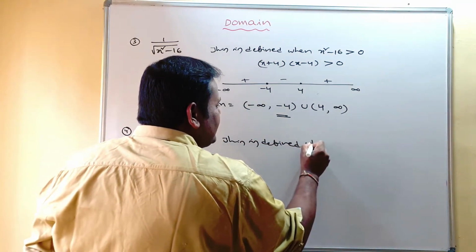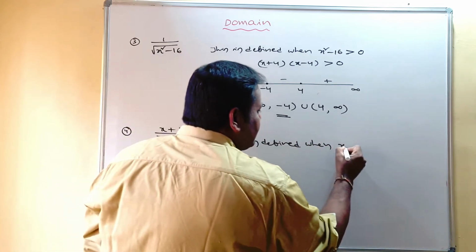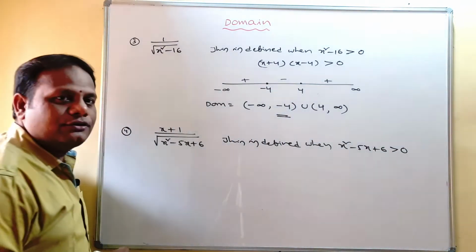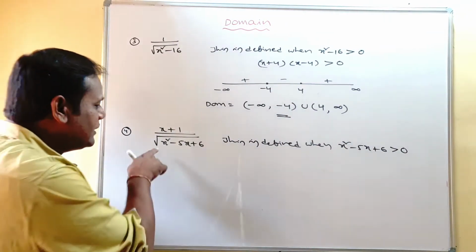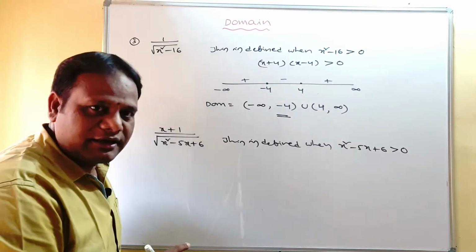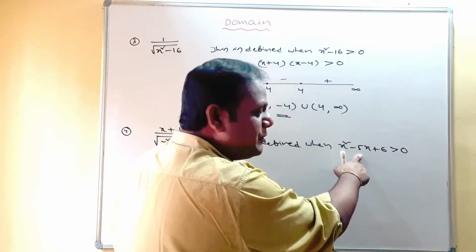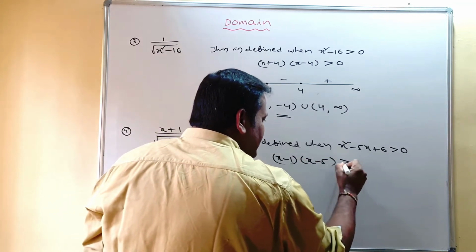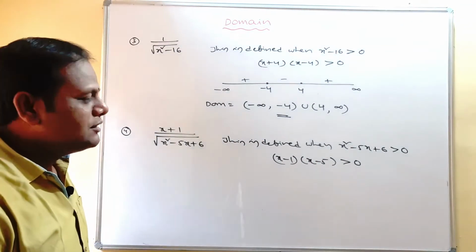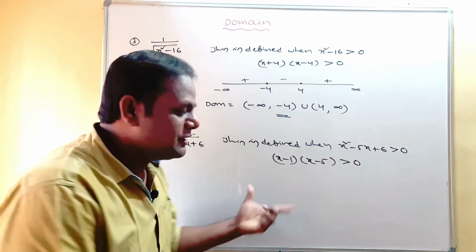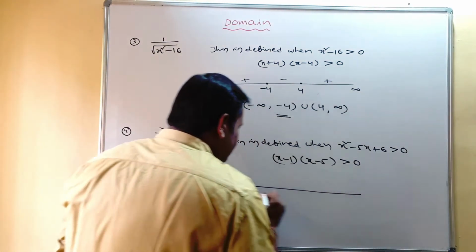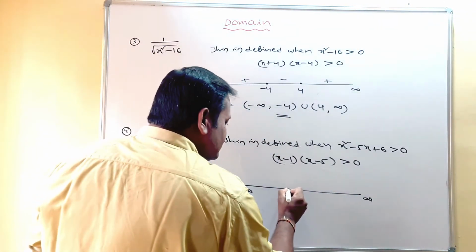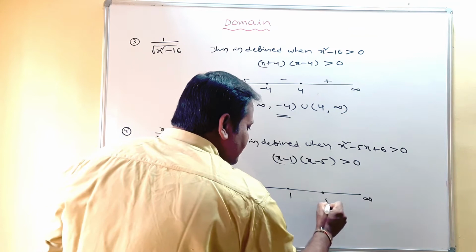This is defined when x square minus 5x plus 6 is greater than 0. We can't take equal to 0. Why? Because this is in the denominator. Now you have to do the simplification. So can I write it as x minus 1 into x minus 5 greater than 0? Yes. Now to solve this inequation, we take the real line. So here it is minus infinity and infinity. What values did we get? 1 and 5.